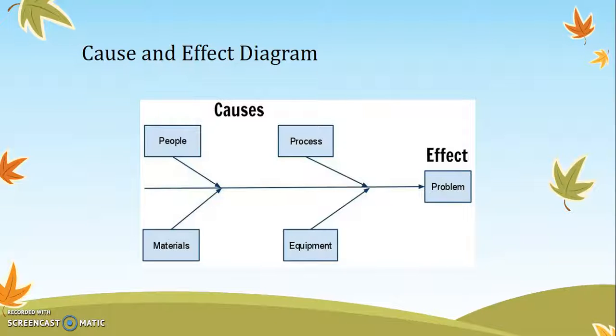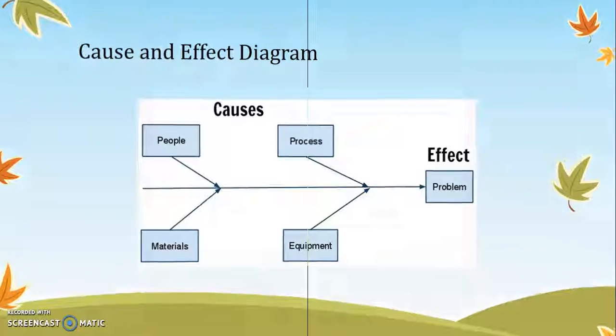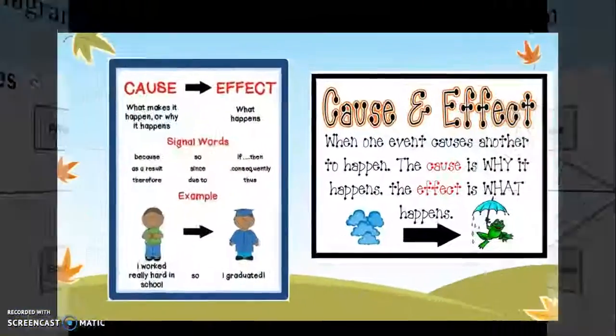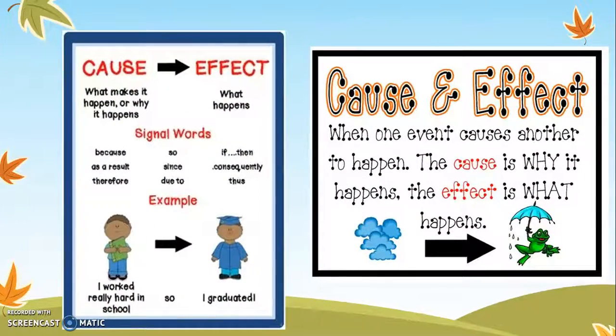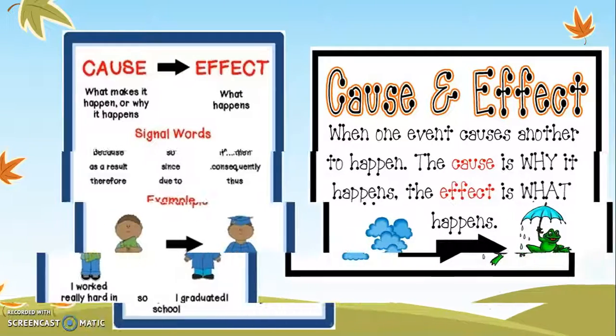For the cause and effect diagram, this is what they would call a fishbone chart. So they have the causes and then they have the effect. This is another way of figuring out how to find cause and effects in the reading or in the lesson. When one event causes another to happen, the cause is why it happens, the effect is what happens.